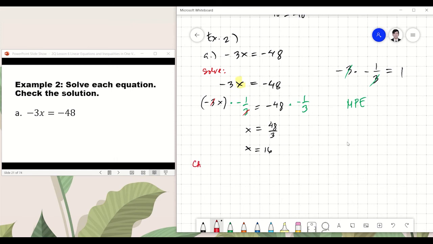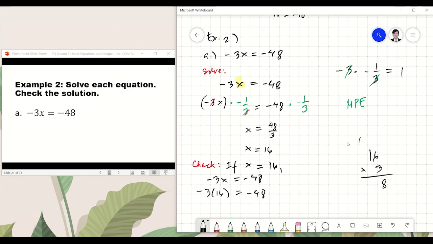So, i-double check natin kung 16 ba talaga yung ipapalit natin sa x para maging true statement yung equation natin. So, we have negative 3x is equal to negative 48. Negative 3 times 16. Okay, 16 times 3. 3 times 6 is 18. 3 times 1 plus 1 is 4. 48. And don't forget, it's negative because negative times positive, negative. And there you go. They're equal. So therefore, ito yung solution set natin, 16.